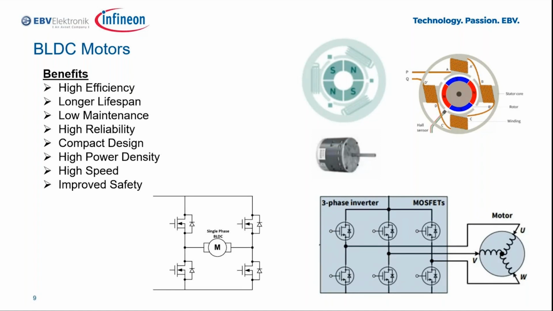The Hall sensors shown on the stator detect the position of the rotor and help the controller switch the current in the correct sequence. At the bottom, we see two common driver circuits. The left one is for a single-phase BLDC and the other one for a three-phase BLDC. Both use MOSFETs to energize the motor windings based on sensor feedback or a sensorless control method coming from the observers.